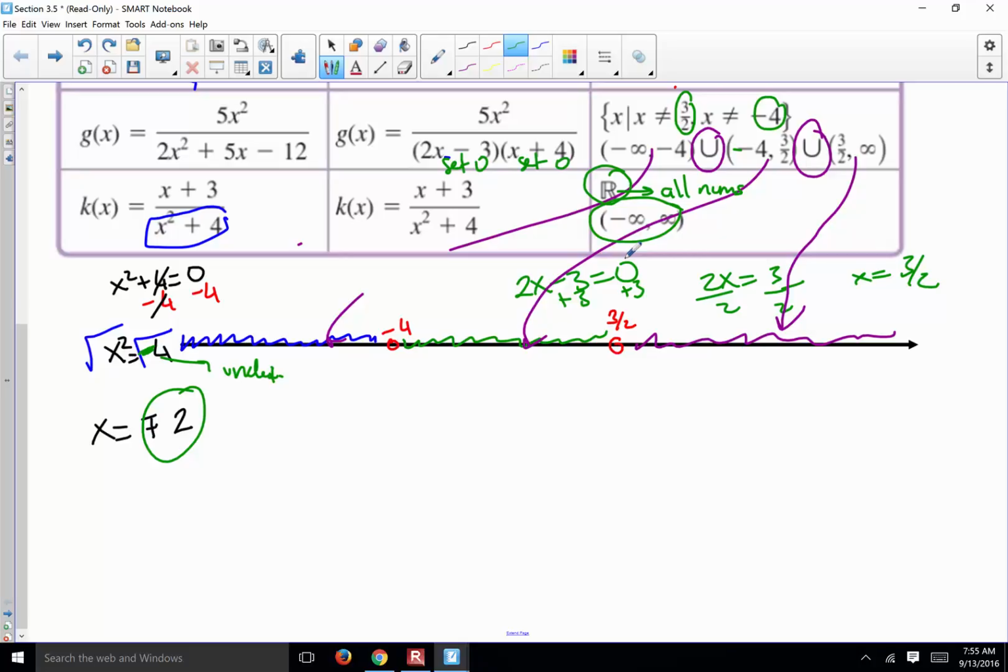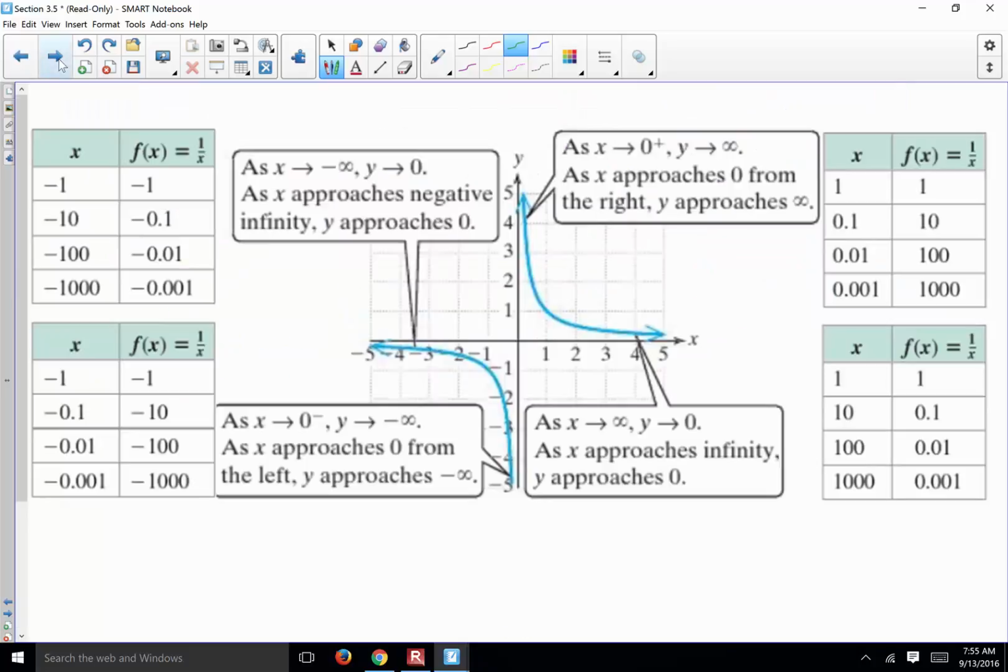Are we good so far? Rational means a ratio of 2 polynomials. That's all. Alright, it's time to learn more about them.